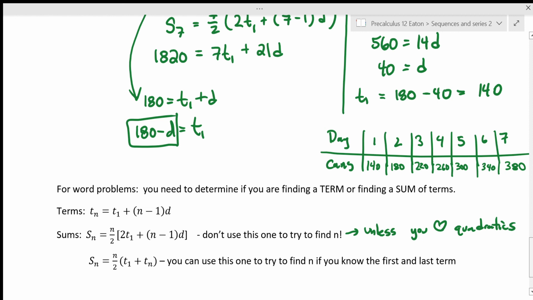All right, next up, we are going to be looking at a different kind of sequence to arithmetic.